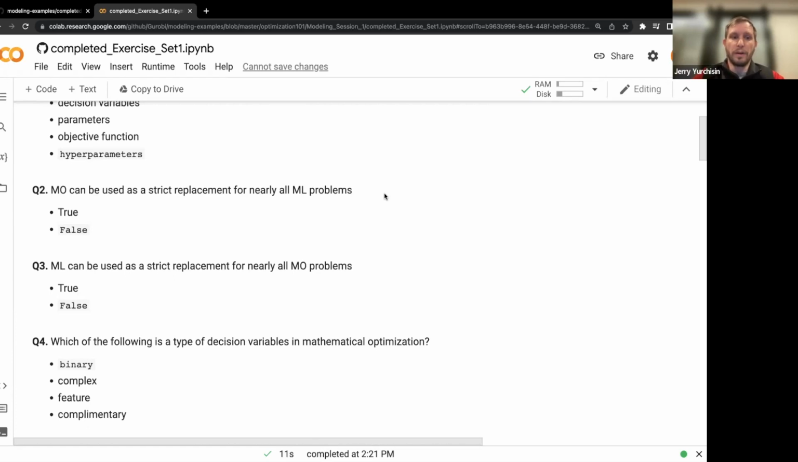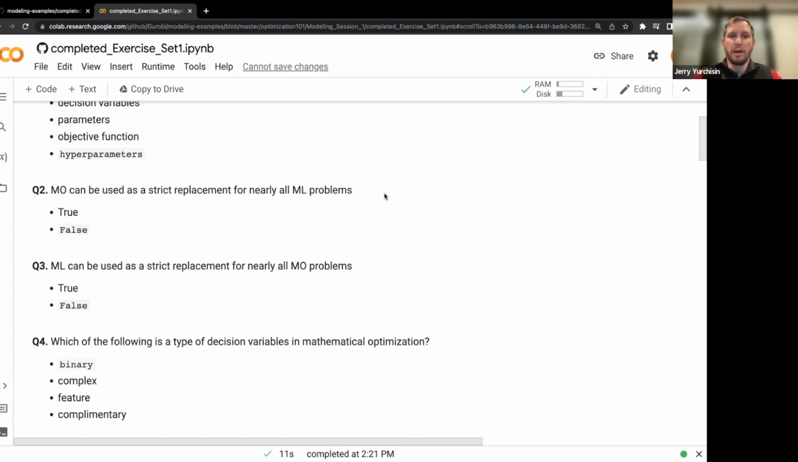But notice I mentioned strict replacement, and it said nearly all. I left myself a little bit of wiggle room, because we did talk about how there are certain regression problems I specifically mentioned that can be formulated as mathematical optimization problems, because at the root of both, in machine learning, you're trying to minimize an error, or maximize accuracy. That's a similar thing to what you're doing with mathematical optimization problems. In our previous example, we were trying to minimize costs.